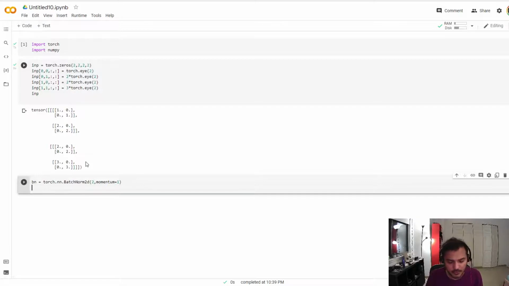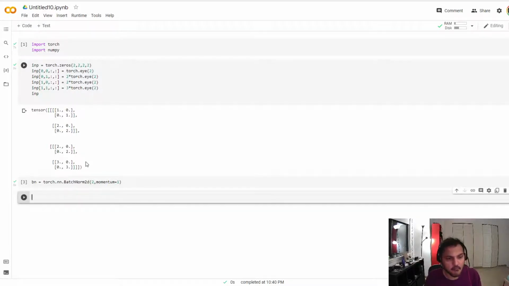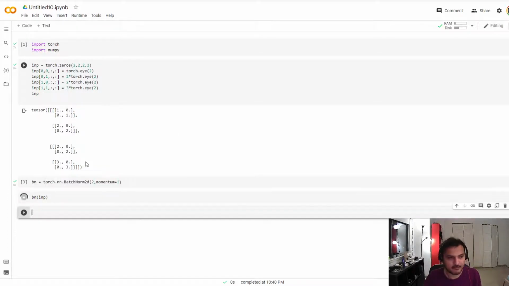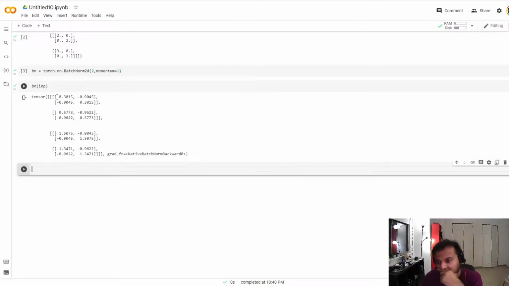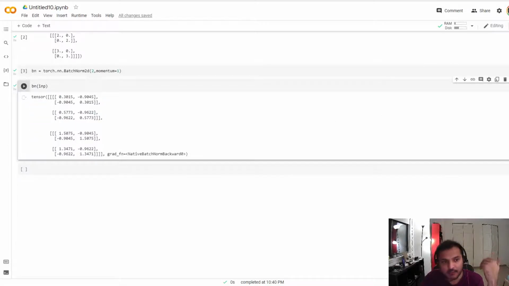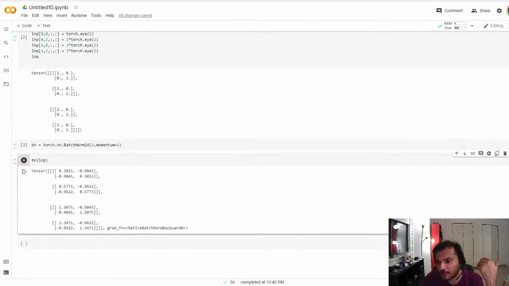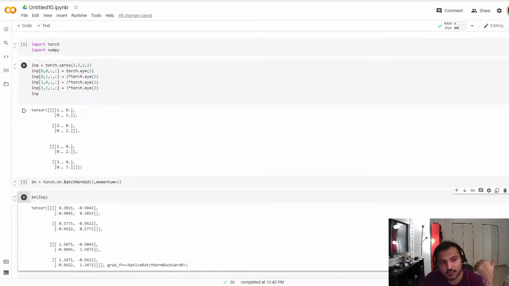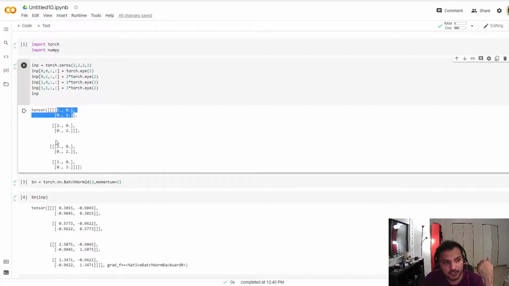Now, I've created this layer. Let's pass the input through it and see what we get. We get something. Now, let's see if we can make sense of this. What batch norm would have done is compute the mean and standard deviation of the first channel across all the samples, and then for the second channel across all the samples, and then computed statistics.